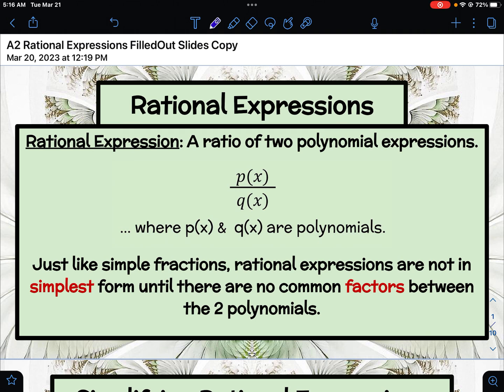Now, this isn't a function, it's just an expression. There's no equal sign. A rational expression is a ratio of two polynomial expressions. And remember, a ratio is like a fraction, which is division. And P of x and Q of x are polynomials. Just like simple fractions, rational expressions are not in simplest form until there are no common factors between the two polynomials. And that's where our factoring practice is going to come in.